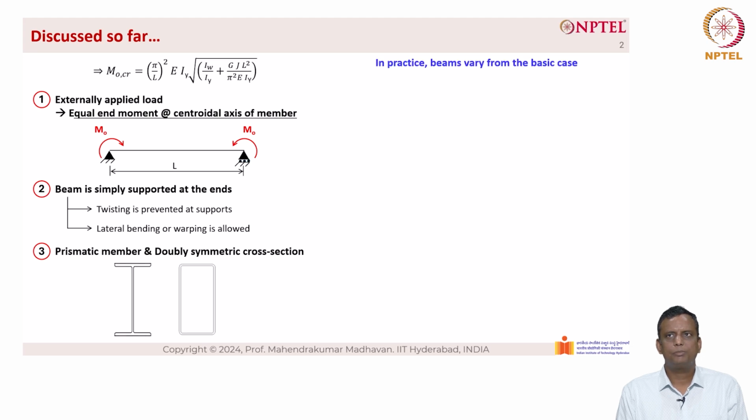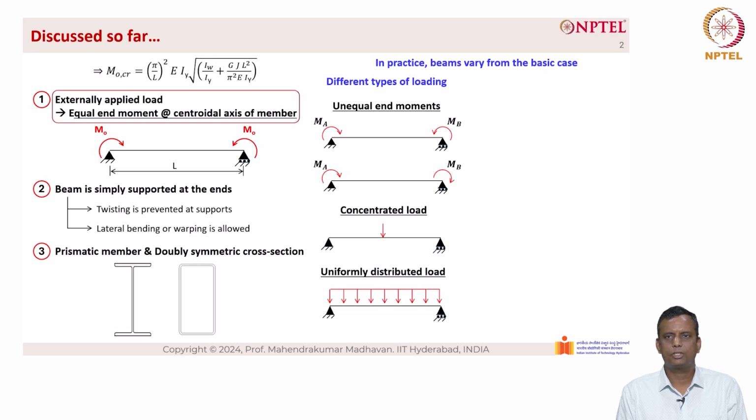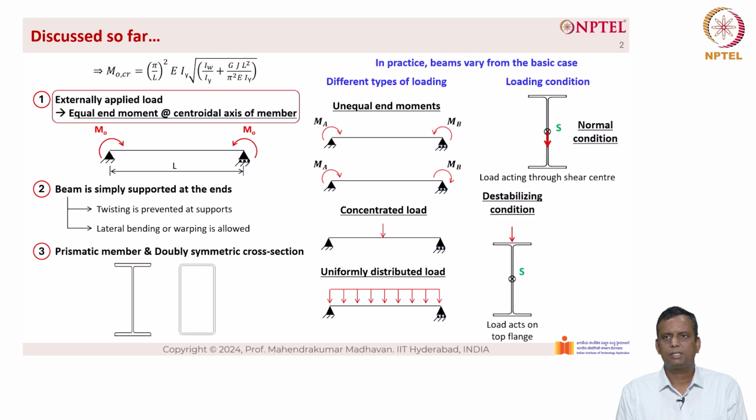But in practice, beams vary from the basic case. Different types of loading occur, whereas unequal moments take place, single curvature as well as double curvature. We have a concentrated load. We can also have a uniformly distributed load. The loading condition can be the load applied at the shear center, which is a normal condition, and we can also have a load applied at the top as well as the load applied at the bottom of the flange.